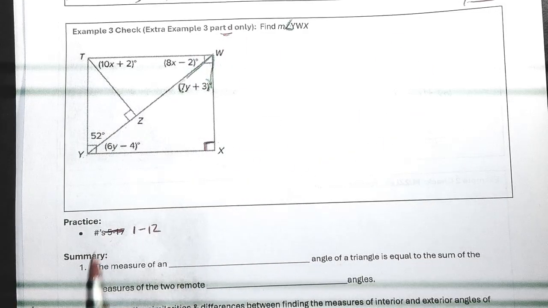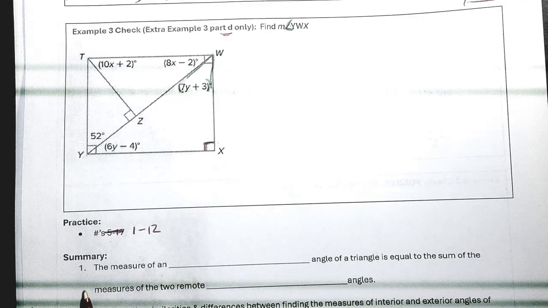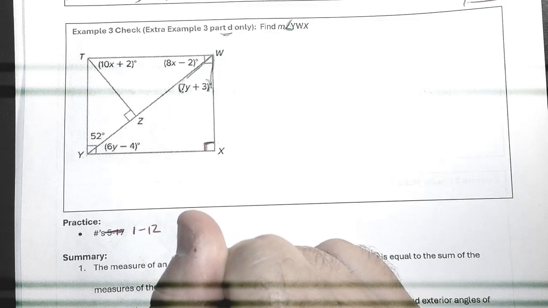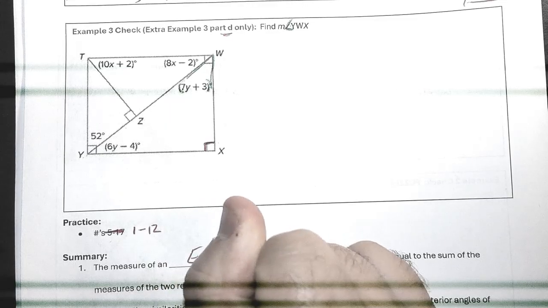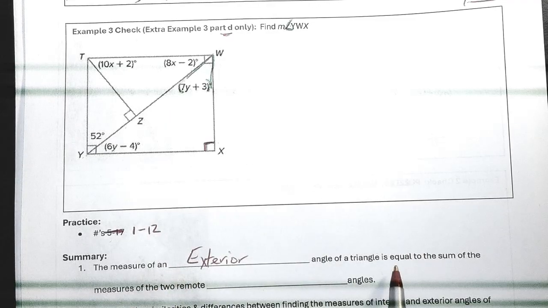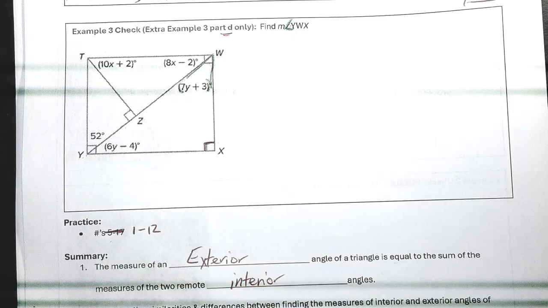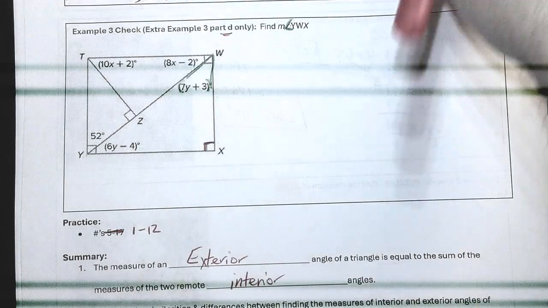The practice, we did 1 through 12. So just ignore what was on the sheet. I apologize. I changed that up after I printed it. Down at the bottom, the measure of an exterior angle of a triangle is equal to the sum of the measures of the two remote, hopefully you already know, interior angles. Number 2, just below, I'm going to let you answer.